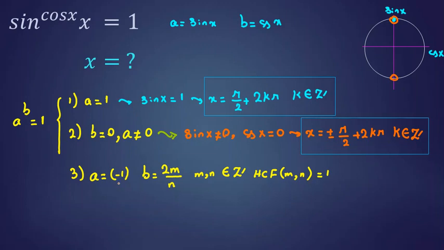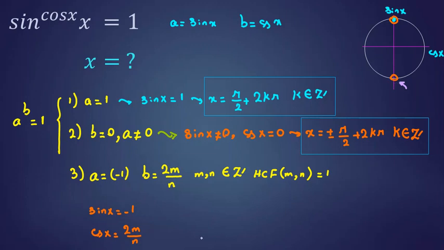Now let's consider the last case. A is -1. A is the base, sine x. Sine x is -1. And b, which is cos x, should be 2m over n, where m and n are relatively prime. So sine x equals -1. Let's write it with another color. Let's see, this color is okay. If we consider this sign, sine x is -1.